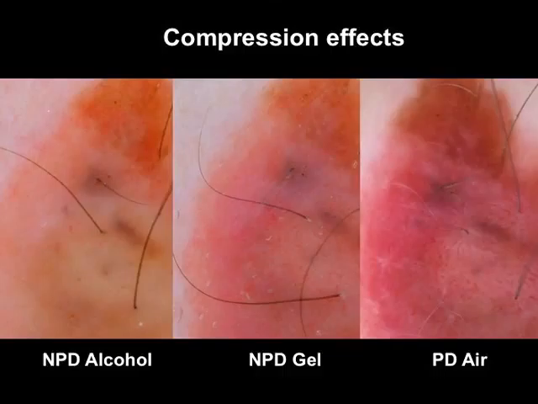If you use an ultrasound gel, then you can just very gently put the scope on the gel, no air bubbles then, and you can now appreciate a little bit more of the vascular blush. And then when you use polarized dermoscopy without touching the skin, there's no compression at all, and now you can see the vascular blush. And notice all these individual linear vessels in here as well become very conspicuous.